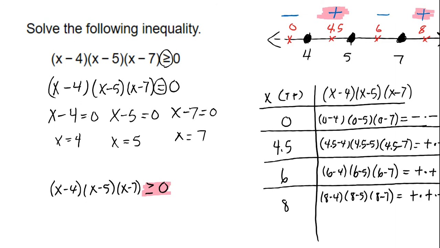And we also want to choose the values that make the expression equal to 0 as a part of our solution. So our solution to that inequality will be the interval from 4 to 5. We're going to put brackets on 4 and 5. And then we'll also have the interval from 7 to infinity. And these are all the solutions to the inequality.